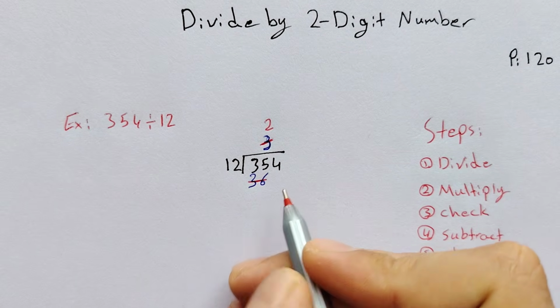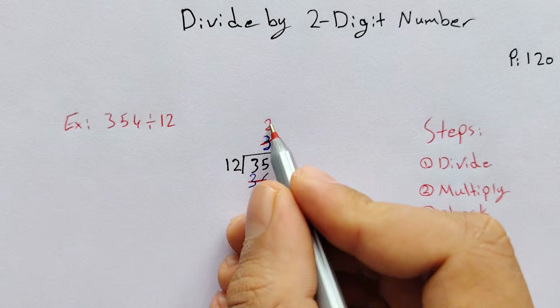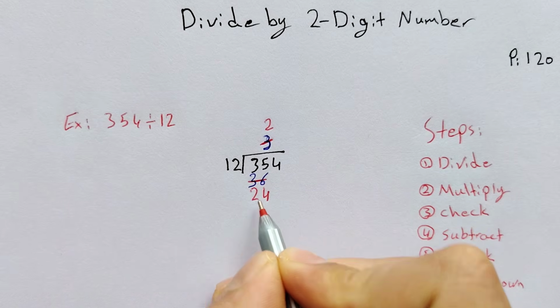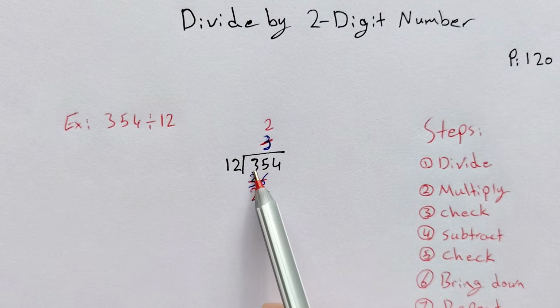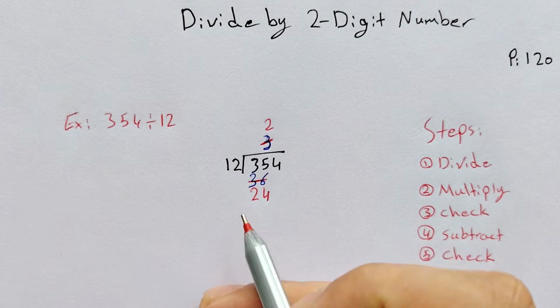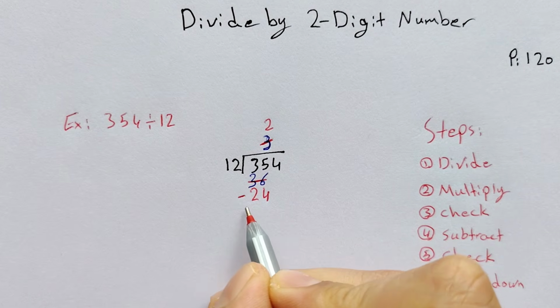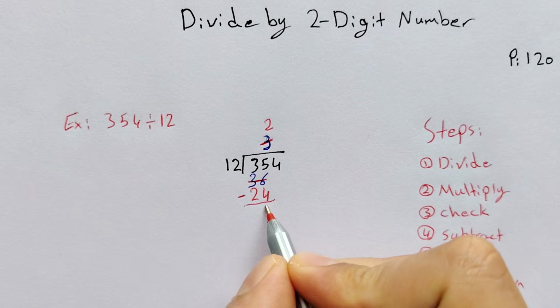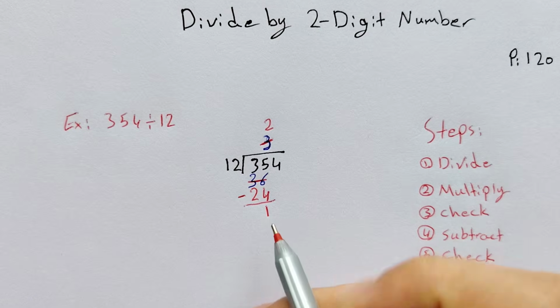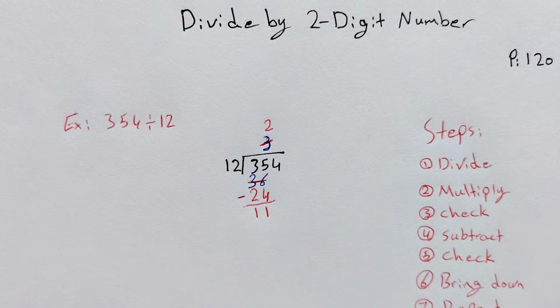Then we multiply again. 2 times 2 is 4. 2 times 1 is 2. Now we check again. We have 35 minus 24. Can we do that? Yes. So we proceed and subtract it. 5 minus 4 is 1. 3 minus 2 is 1. So our remainder is 11.